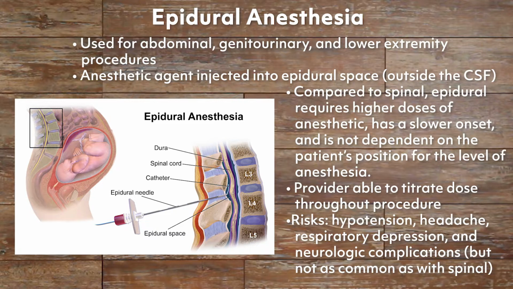Compared to a spinal, an epidural requires higher doses of anesthetic, has a slower onset, and is not dependent on the patient's position for the level of anesthesia. The provider is able to titrate the dose throughout the procedure. Risks include hypotension, headache, respiratory depression, and neurologic complications, but are not as common as with spinal anesthesia. Other risks include infection and a higher potential for failure than with a spinal.